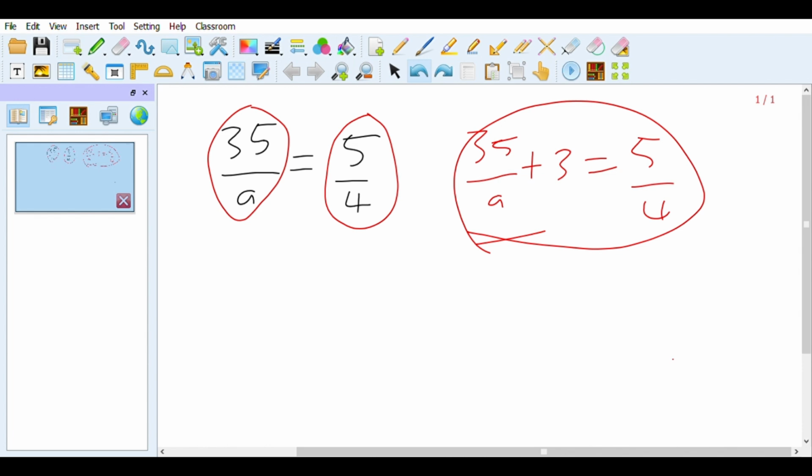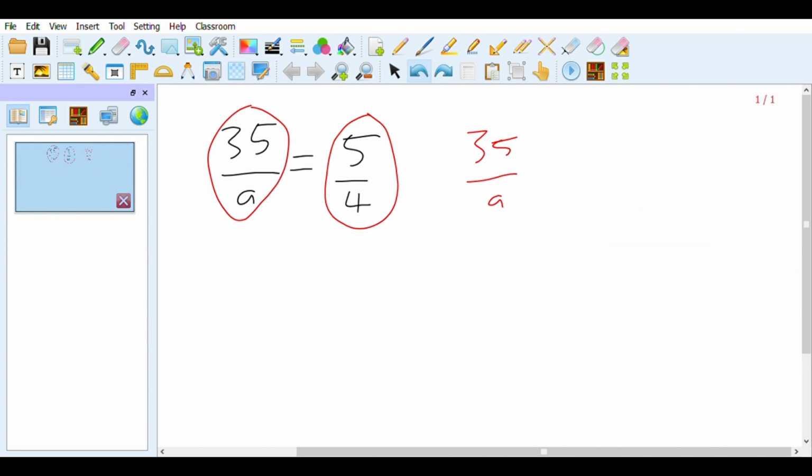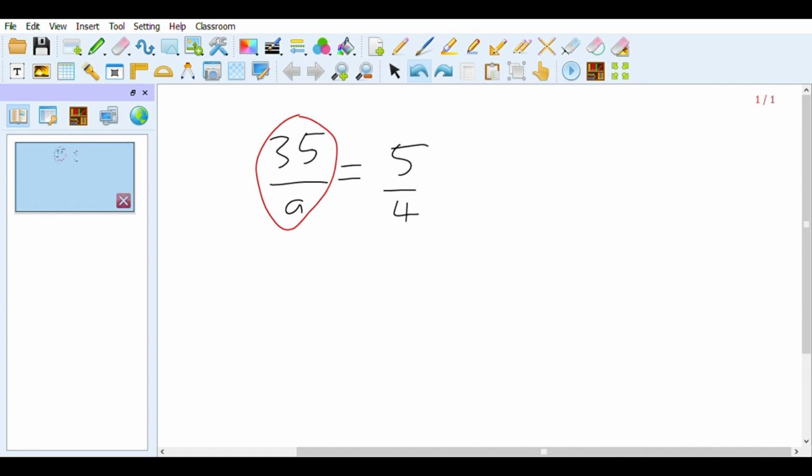Okay, so let's solve this question. I will solve it using cross multiply. If we cross multiply, it means what's at the numerator we multiply with what's at the denominator here, and what's at the denominator here we multiply with what's at the numerator. So I'm going to multiply the latter first. We'll have a times 5, or you can say 5 times a, is equal to 35 times 4, or you can say 4 times 35.